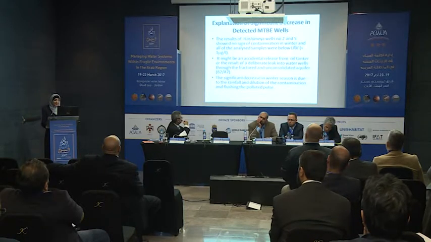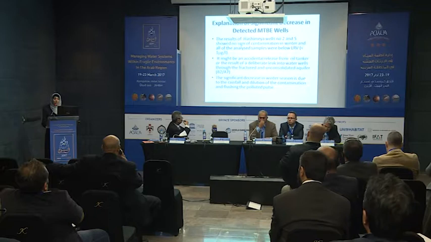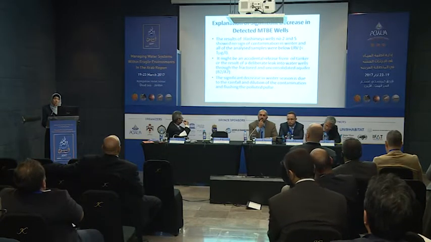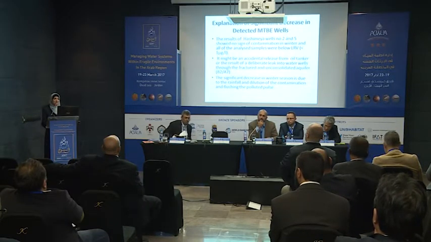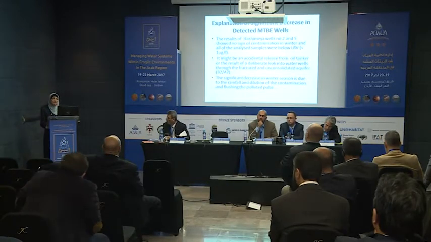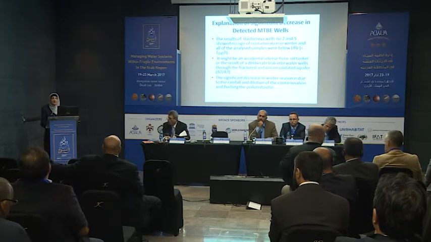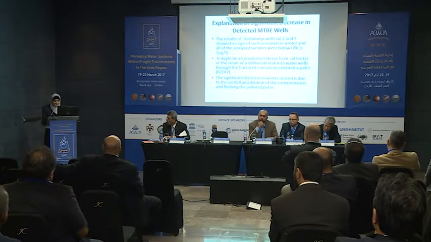We explain it that it might be an accidental release from an oil tanker or the result of a deliberate leak into water wells through the fractures and unconsolidated aquifer B2A7. The significant decrease in winter season also is due to the rainfall and dilution of the contamination and the flushing of the polluted pulse. What I would like to explain is that it is not point source contamination. It is non-point source of contamination, and it happened once, and it is gone, maybe by rainfall or other reason.